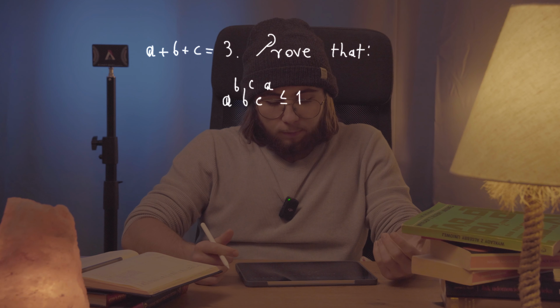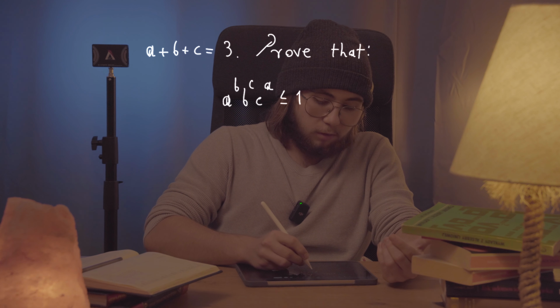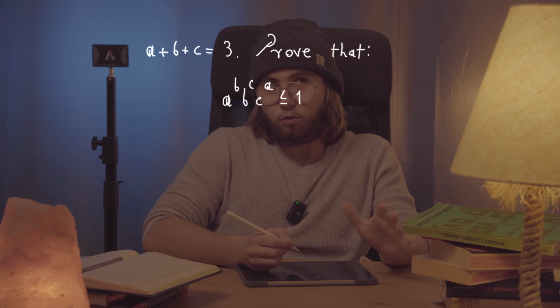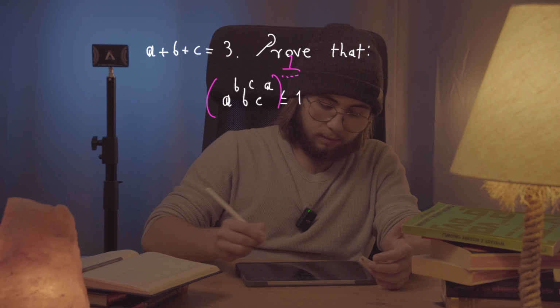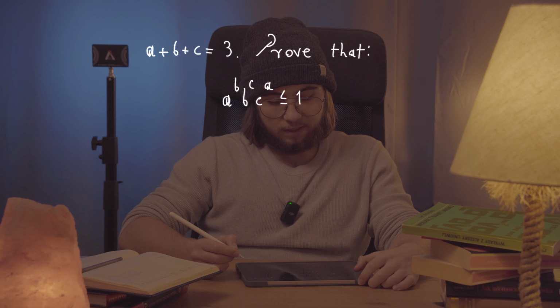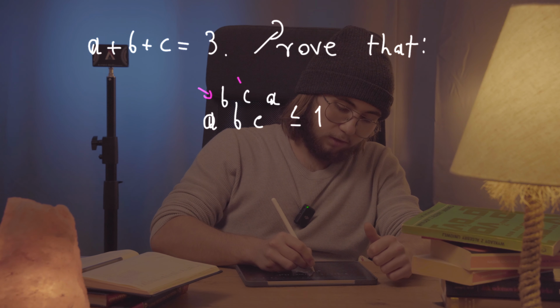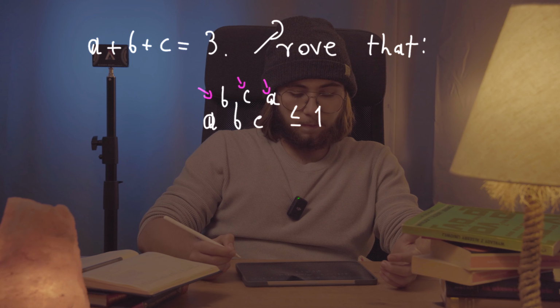Okay, so you should already see that a to the b, b to the c, c to the a looks a little bit like the weighted geometric mean with a small tweak, which is that we are not raising it to the power of 1 over the sum of weights, whatever those weights would be. But I think we can do something about it, because what are the exponents we are raising a, b, and c to? Those are just b, c, and a respectively.